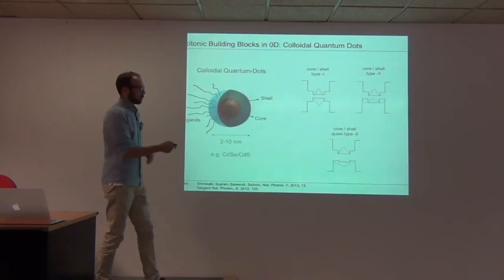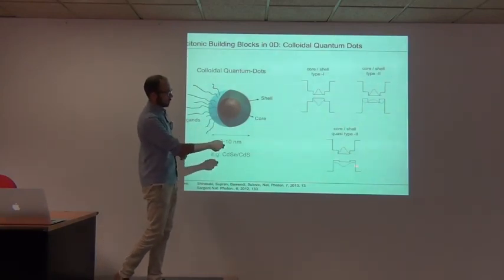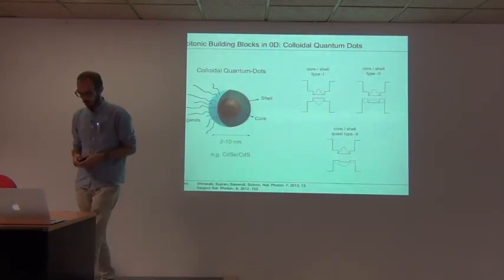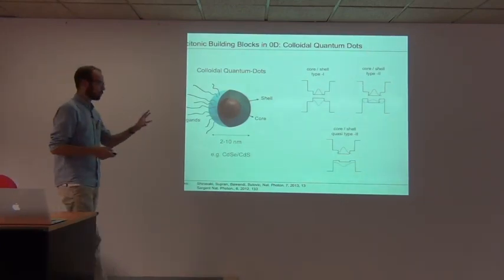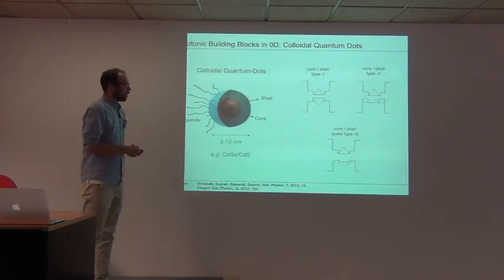You can have very different combinations as well. You can have quasi type 2, where the hole is still inside the core, but it can leak to the outside. So there are many different variations that you have here.